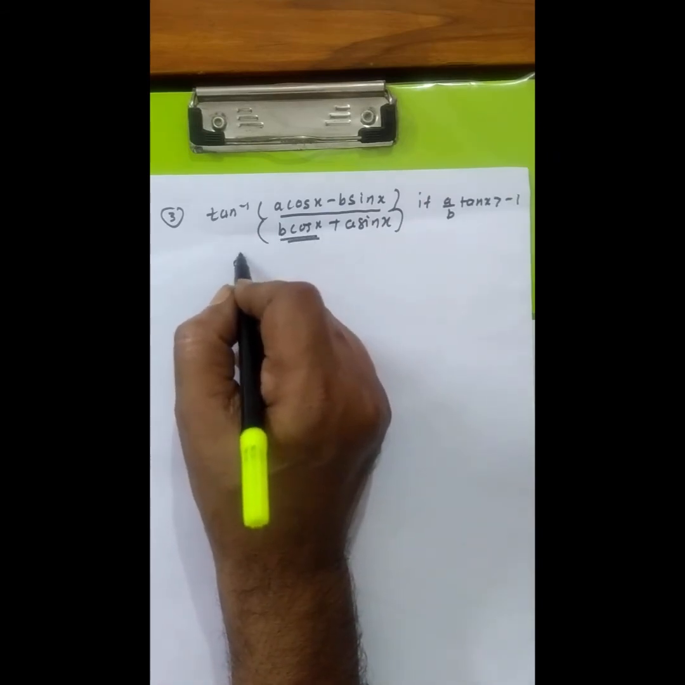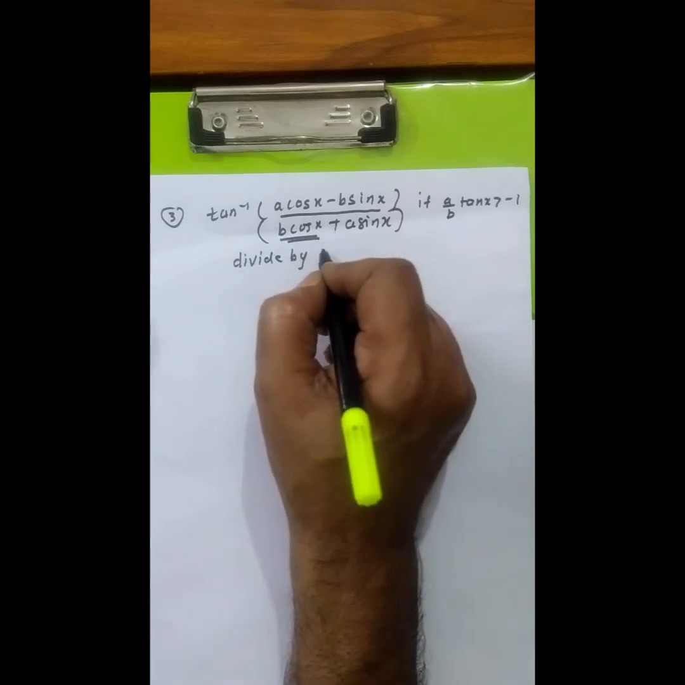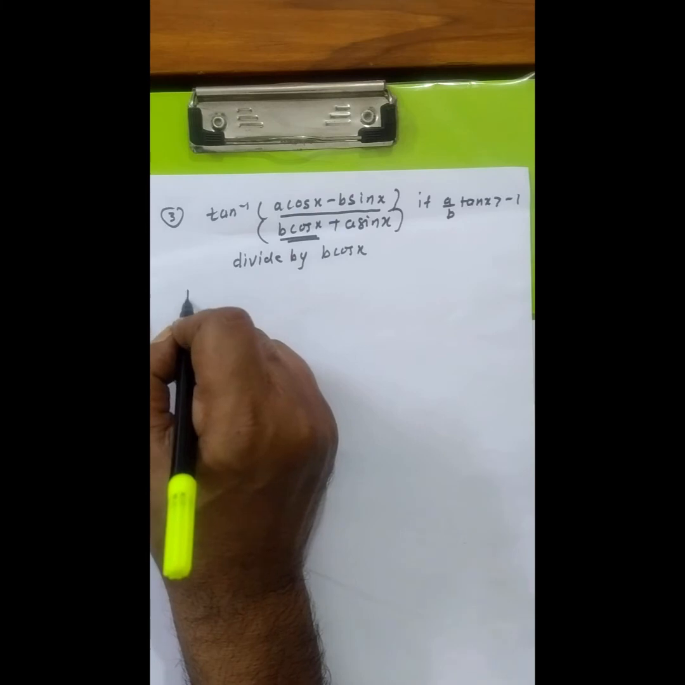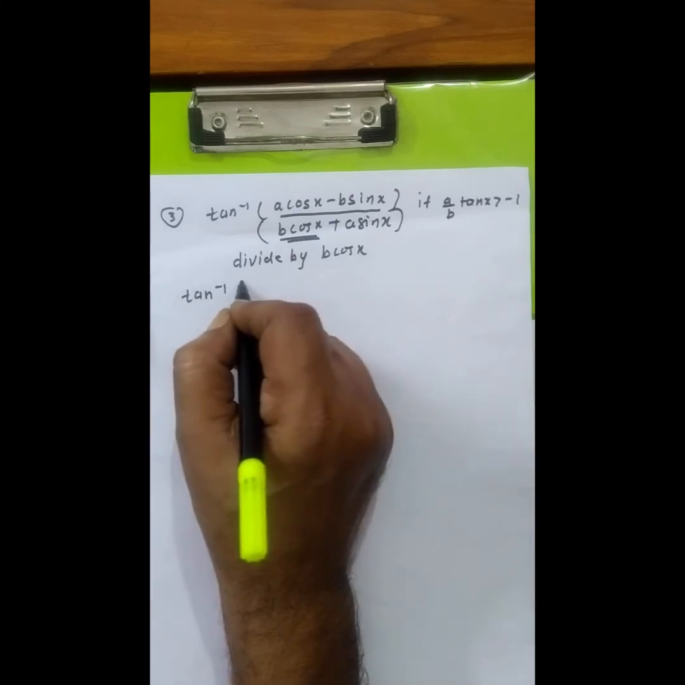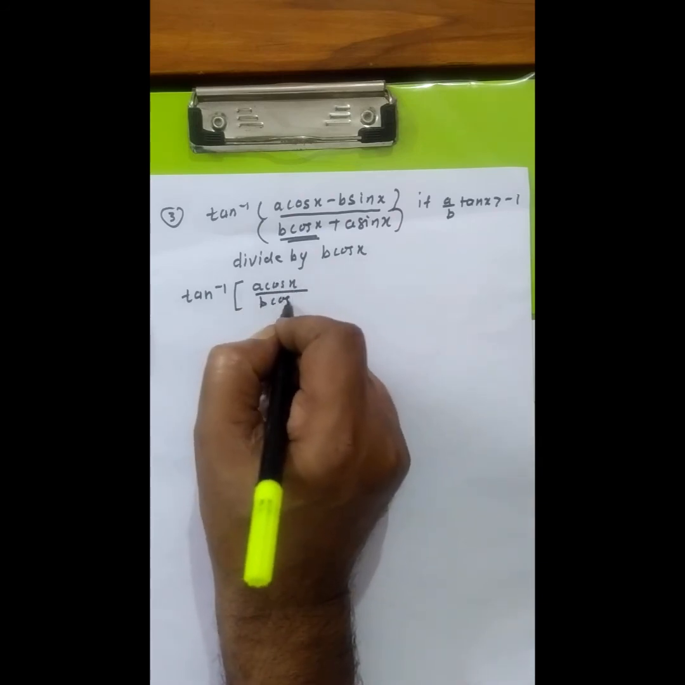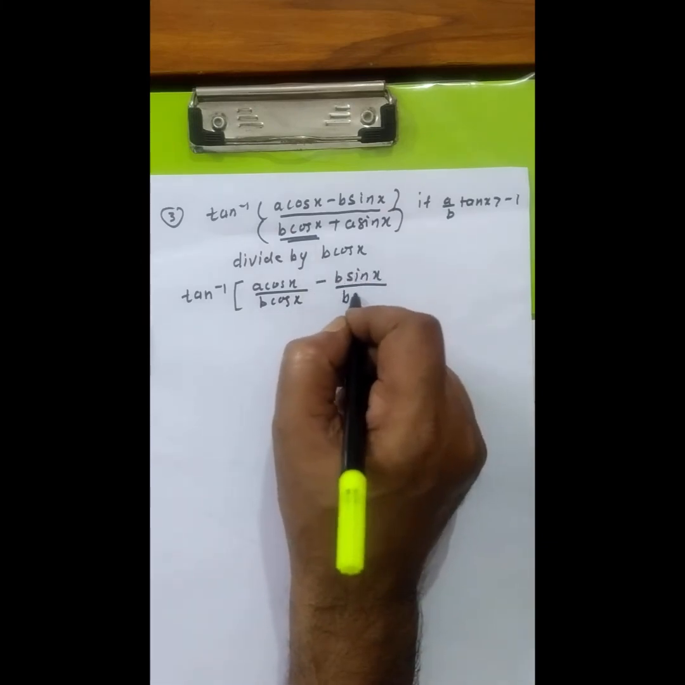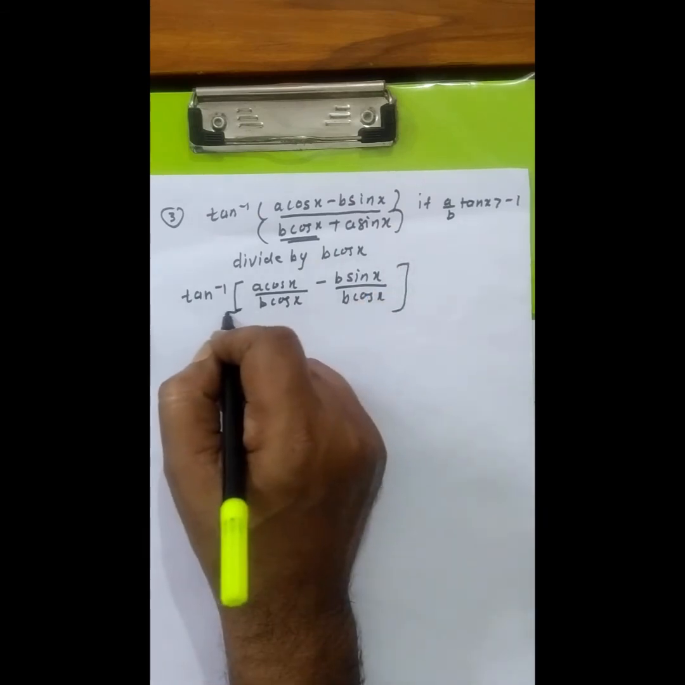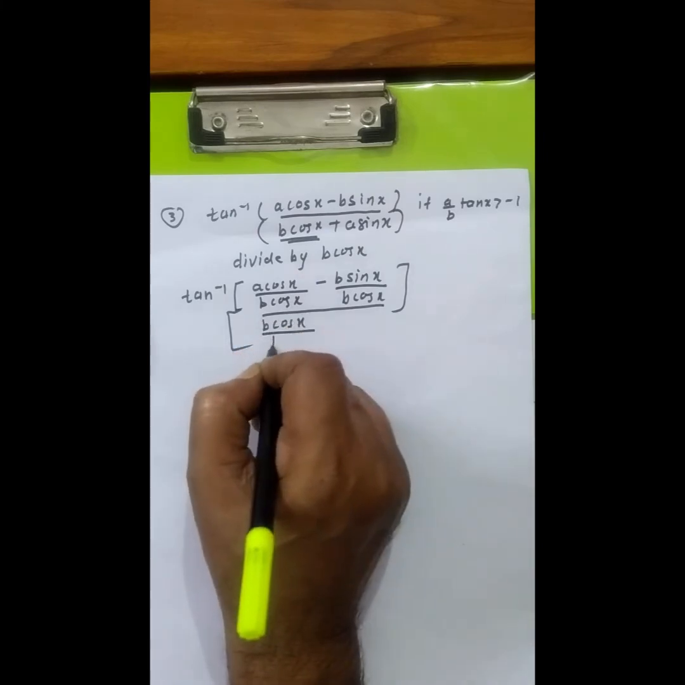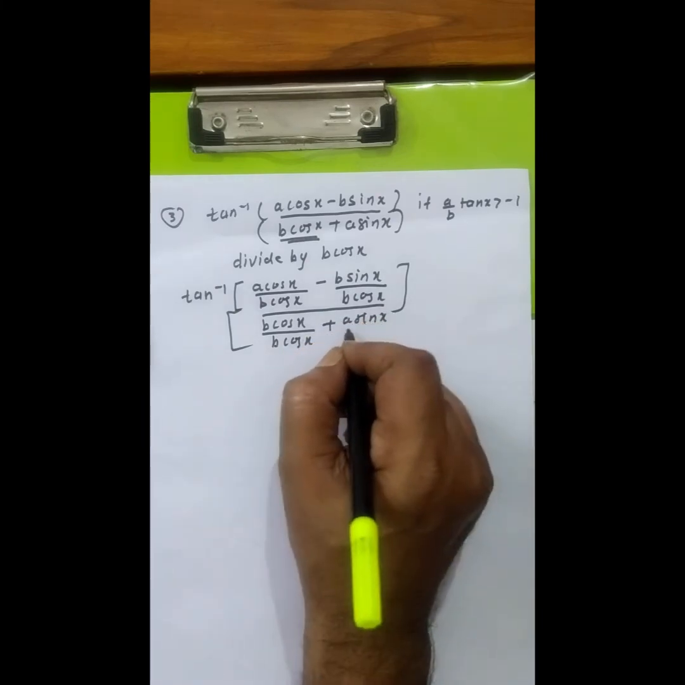So I will write, divide by b cos x. So if you divide by b cos x, this will be tan inverse of a cos x divided by b cos x minus b sin x divided by b cos x, whole divided by b cos x divided by b cos x plus a sin x divided by b cos x.